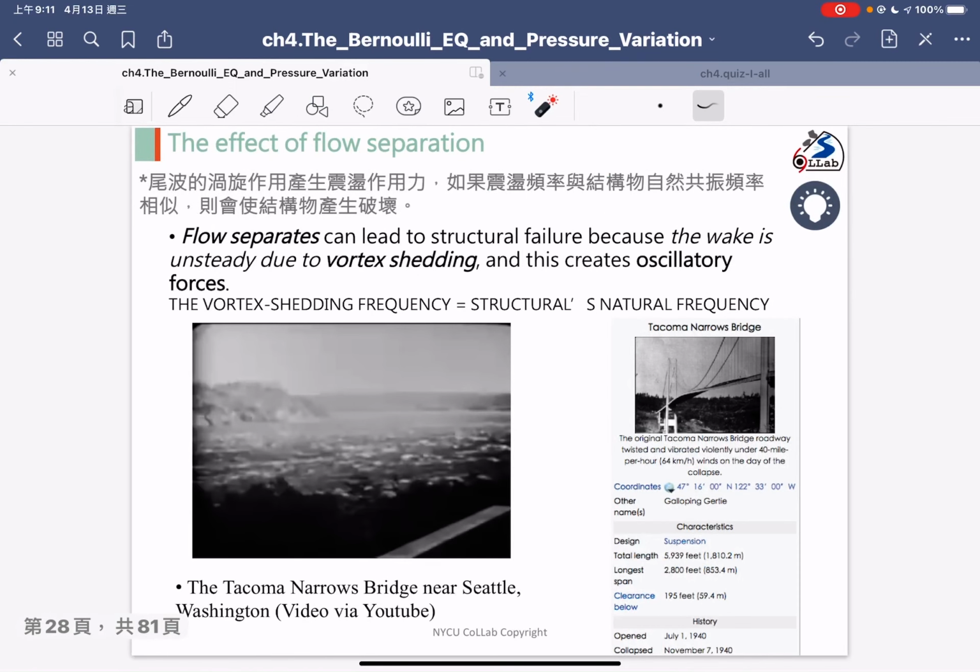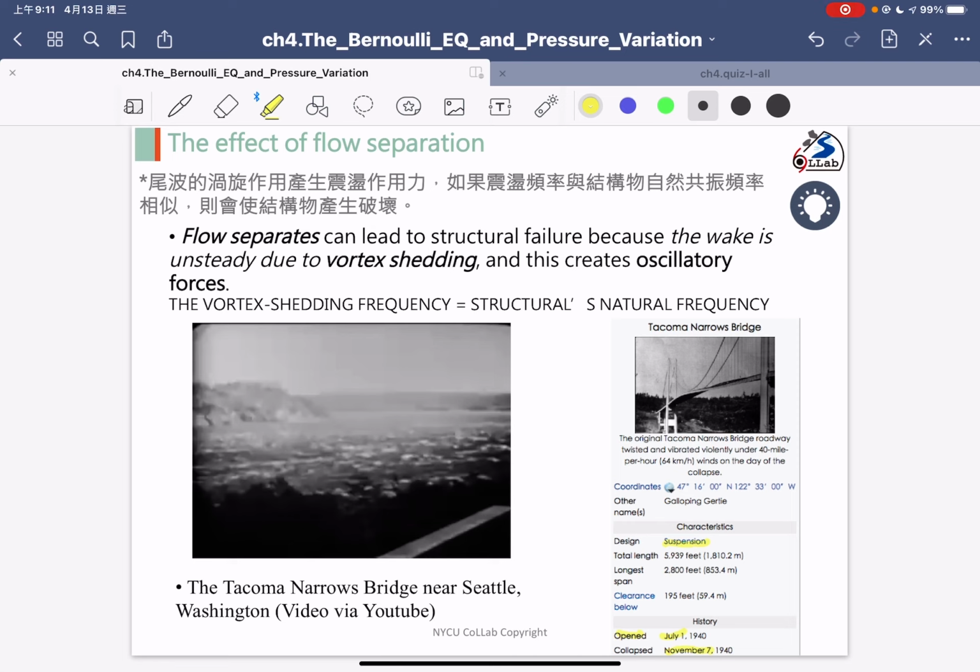Okay, so I just show one example, maybe almost 70 years ago. You see, this is the bridge. We have one suspension bridge design, and the bridge opened in July, but broke in November. That indicates the bridge only survived about 4 months and was destroyed.